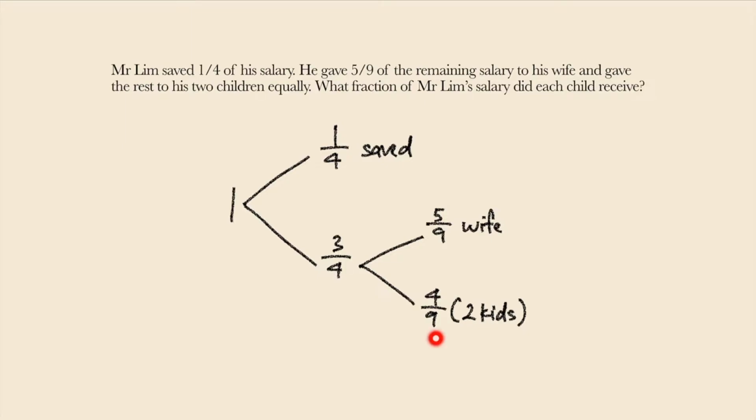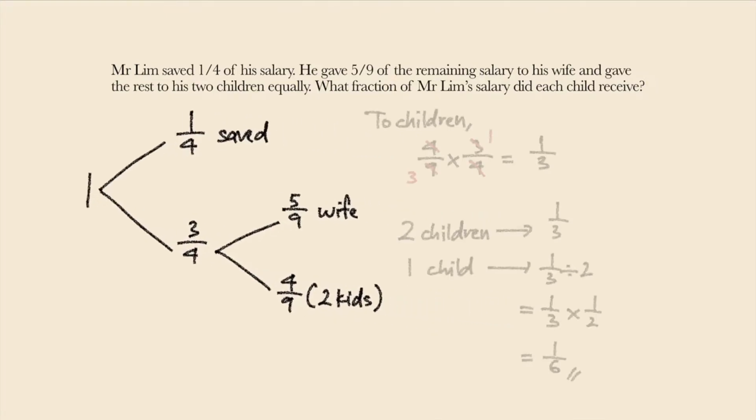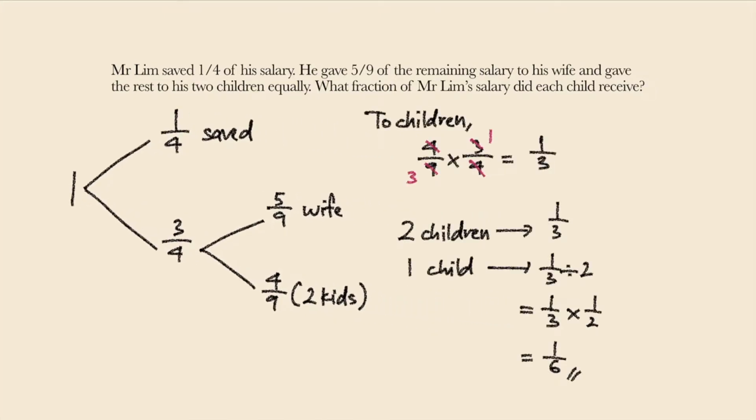Well, let's find out what was given to the two children, shall we? Okay, what fraction is given to the two children? It's definitely not 4/9. The connection goes like this: 4/9 connected to 3/4 to the total. So the fraction given to the children would be 4/9 of 3/4, and if you work it out, you will get 1/3. Now we can form an equation after that.